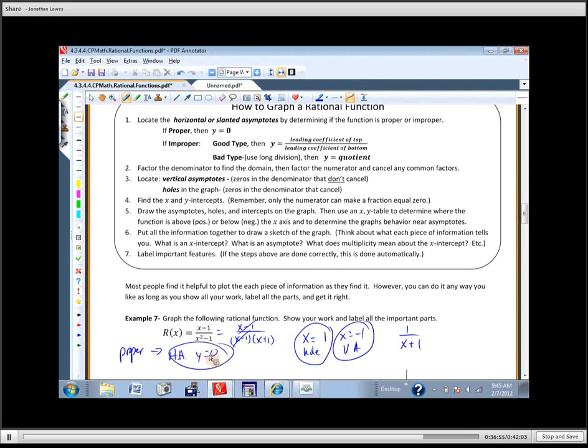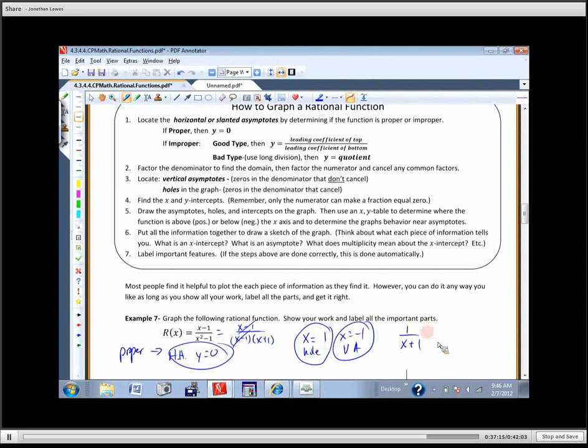So here's what I've got so far. I've got a horizontal asymptote, I've got a hole, I've got a vertical asymptote, and I've got this simplified version that I can work with now. Any questions? What step are we on? We're already on 4. That's not much work to get to step 4, is it?